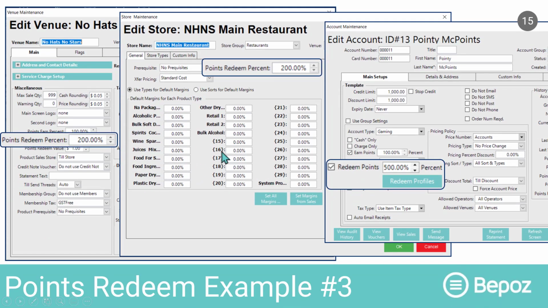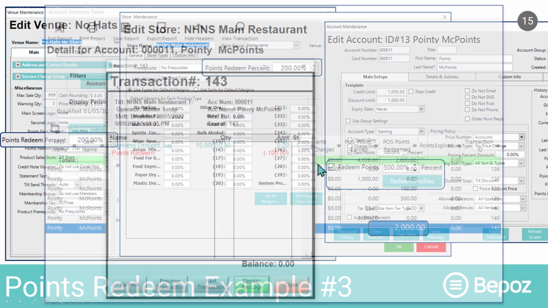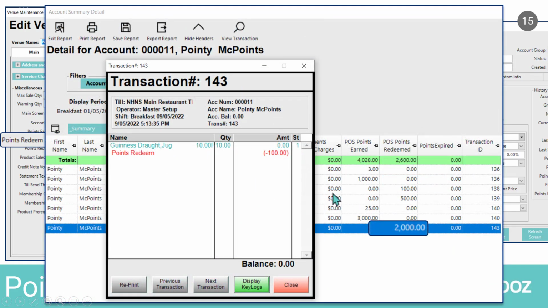Cool. Another quick example, if they're all over 100%, let's say we've got 200% for the venue, 200% for the store, still 500% for the account here. Multiplying those percentages together is going to give us 2,000% or 20 times the product price. So in this case, Pointy's Guinness, their $100 worth of Guinness, required 2,000 points to be redeemed.